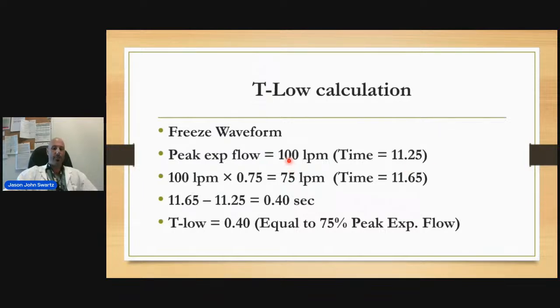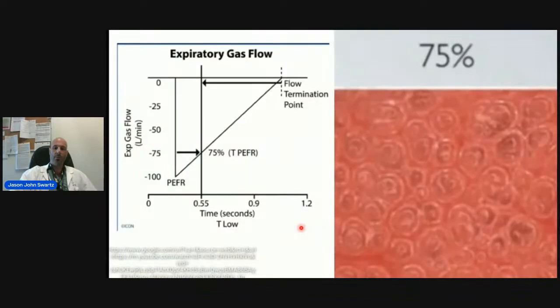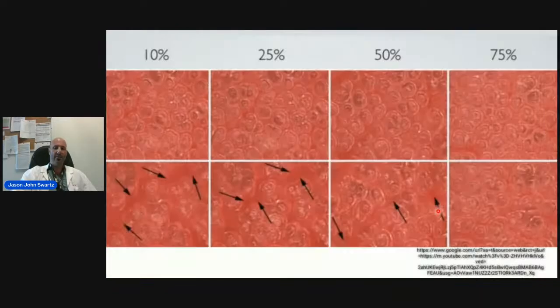Let's say at 100 liters per minute, the timestamp was 11.25. And then at 75 liters per minute, after doing the math of 0.75 times the 100, I get 11.65. Then I subtract the 11.25 from the 11.65. It gives me 0.4. That is my T low setting that will trap 75% of the peak expiratory flow, which will create stable alveoli that will hopefully not collapse. At least this is the best chance of it not collapsing, when it's at 75.